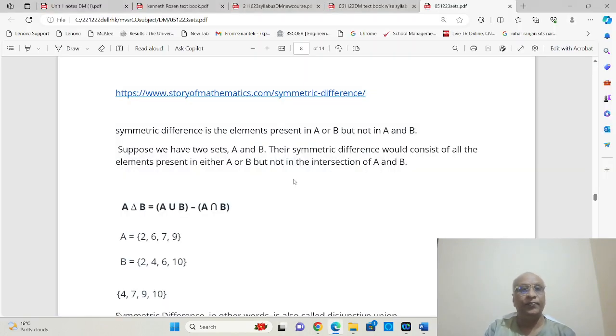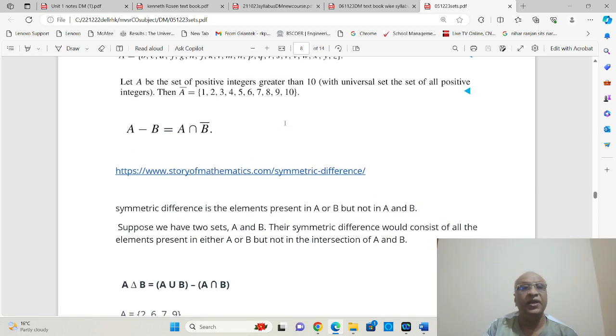Very good morning. Let us continue our discussion of set theory in discrete mathematics. Today's contents I derived from this link, storyofmathematics.com.